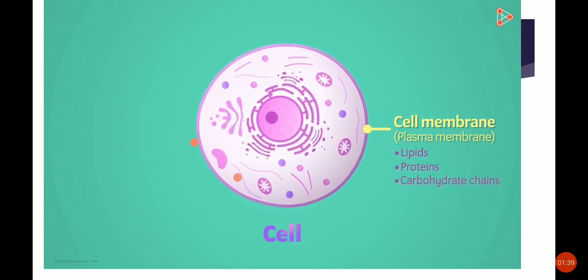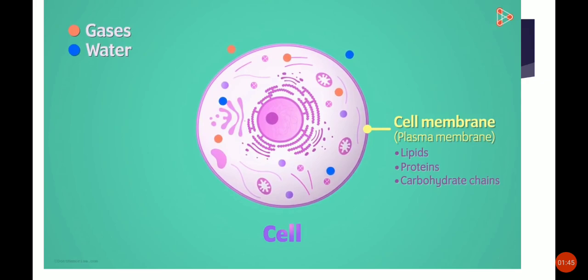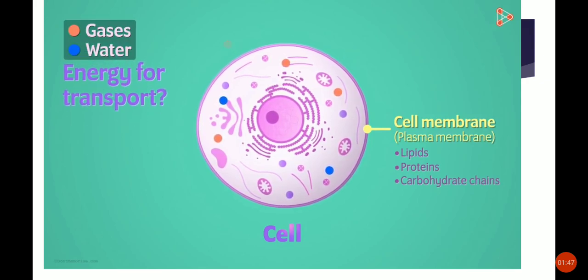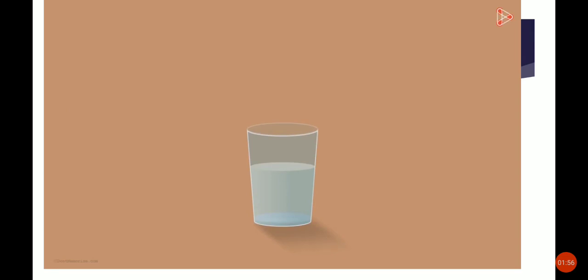There are two things that freely move in and out of the cell. Those include gases and water. Do you think these molecules need energy for traveling across the membrane? Let's take a simple example to understand what exactly happens in this case. We know what happens when a drop of ink is added to a glass of water. The single dark-colored ink drop spreads when added to water and the intense blue color fades slightly.